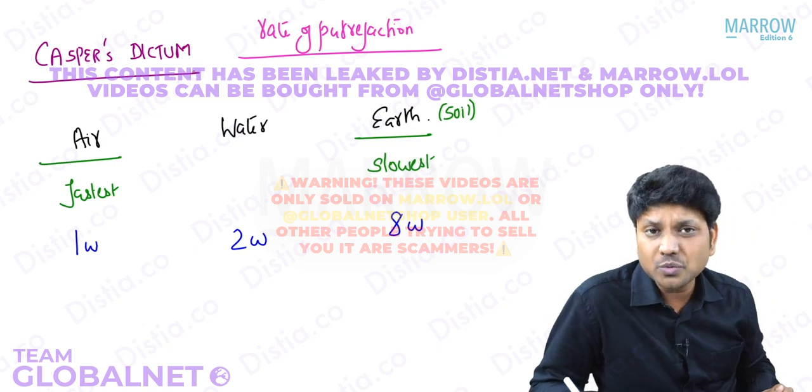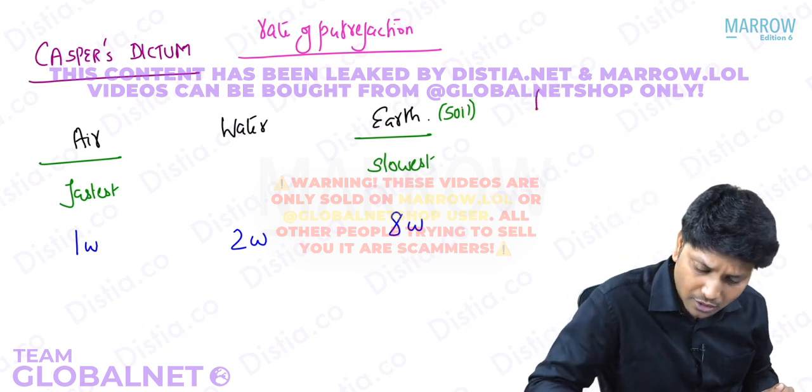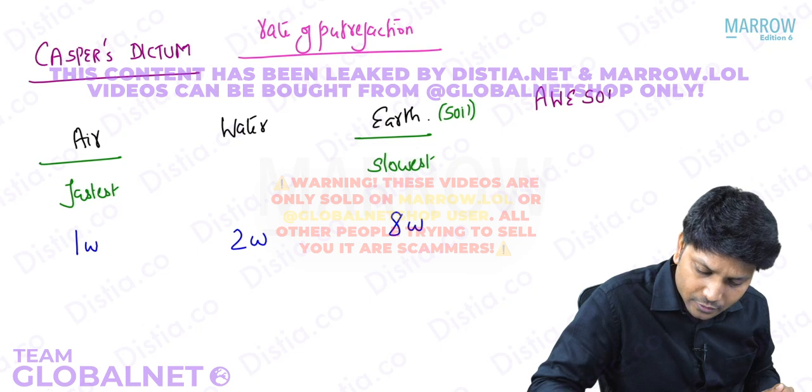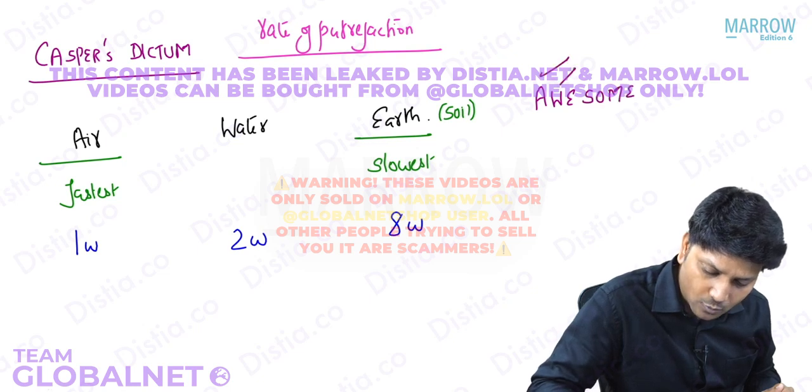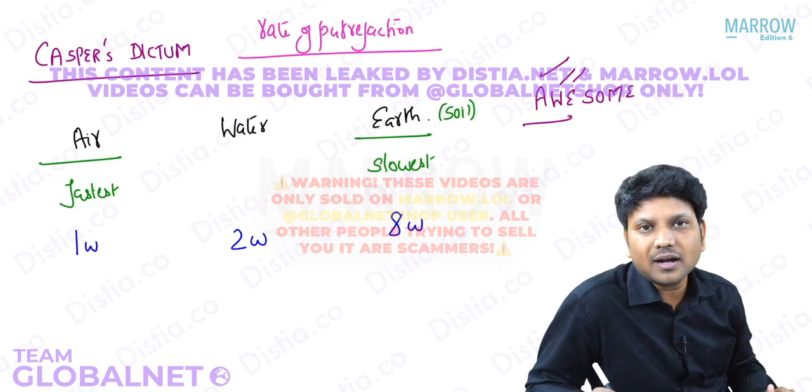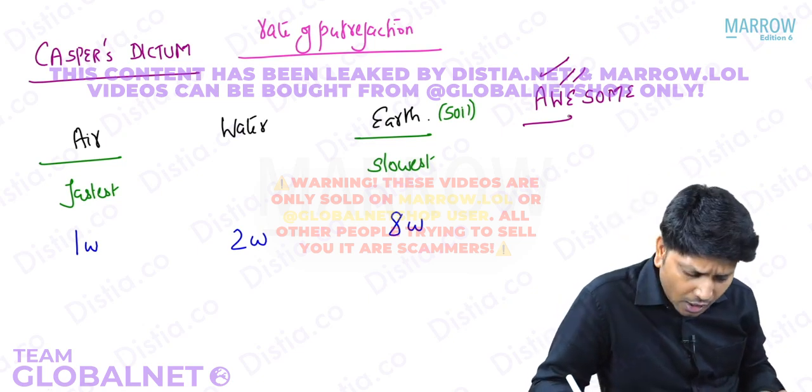Remember, 1:2:8. You can also remember awesome. Air, water, earth. That's an easy way to remember. Fine. Okay, let's go forward.